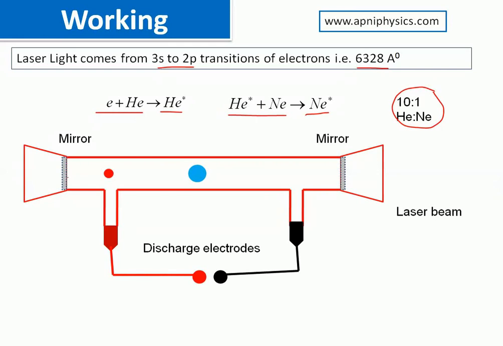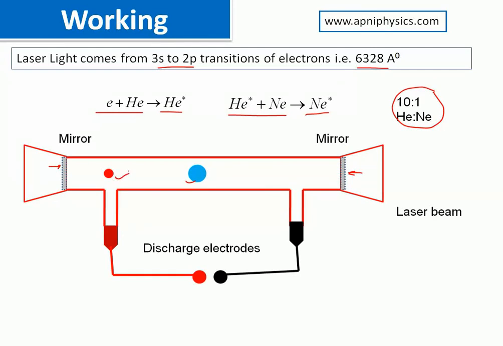These are two mirrors. This is the completely reflecting mirror, Mirror A. This is perfectly reflecting. This one is the second mirror, Mirror B, which is partially reflecting. Here the blue color indicates the neon atoms, and the red color balls indicate the helium atoms, right?